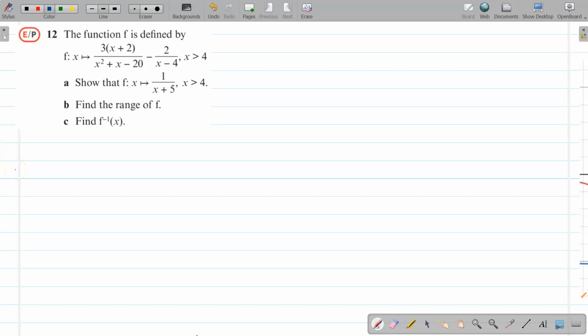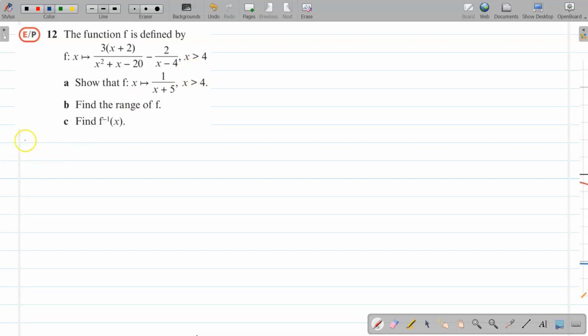Year 2 book, exercise 2D, question 12. A function f, which is made up of two algebraic fractions, and we've got to combine them and simplify it into a single expression like this here. Okay, and the domain of f is restricted to being numbers greater than 4.